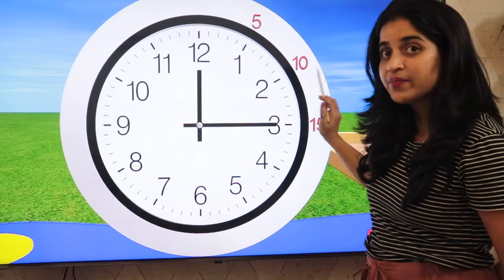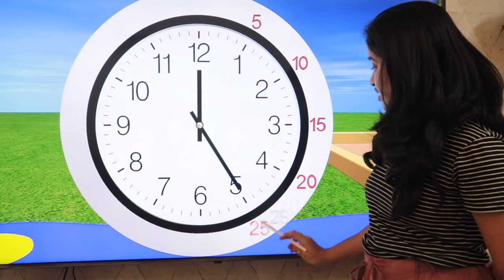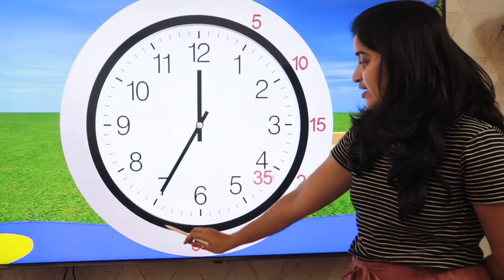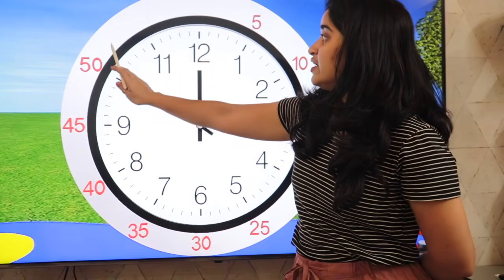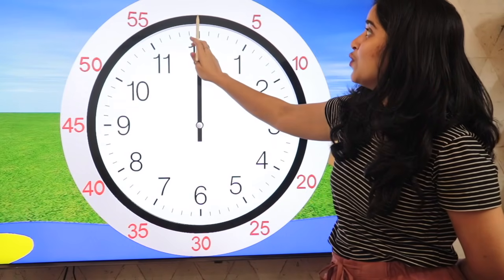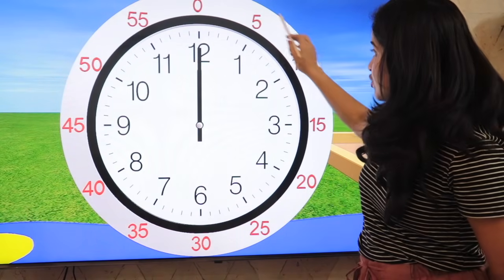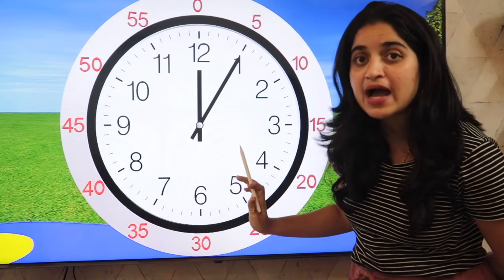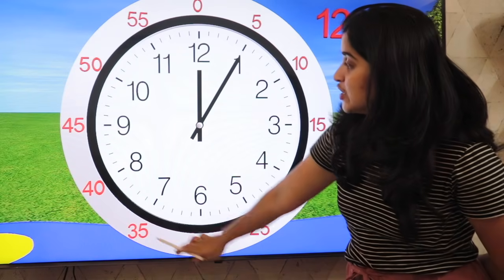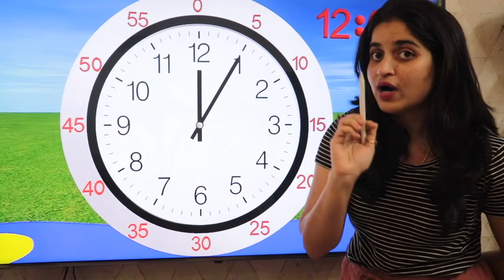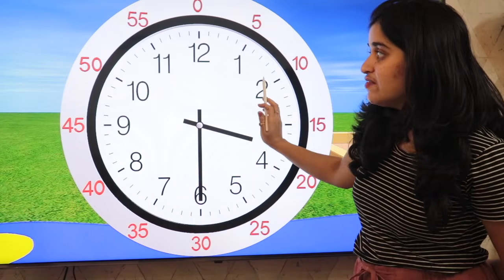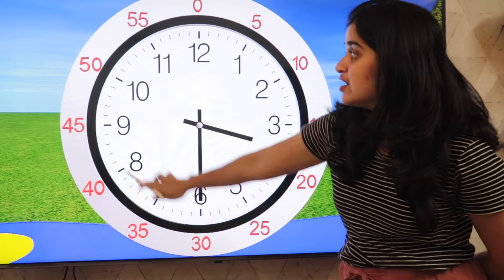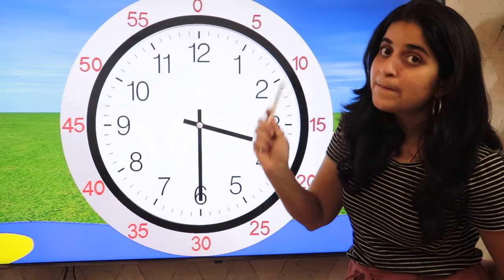5, 10, 15, 20, 25, 30, 35, 40, 45, 50, 55 and 0. This is the notation for the minutes hand. So till the time you learn the clock, it is important for parents to write it this way for them to understand the minutes time. So inside the clock, you have the hours hand, and outside the clock these lines represent the minutes time.